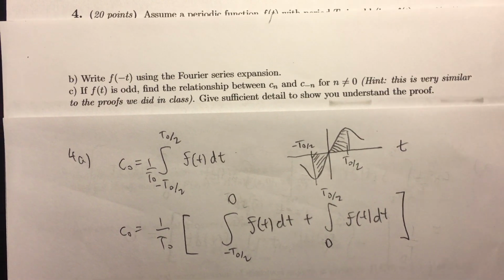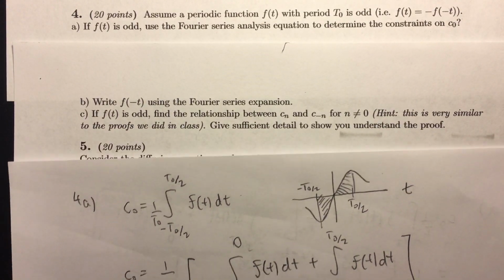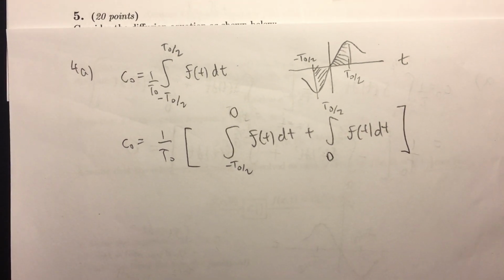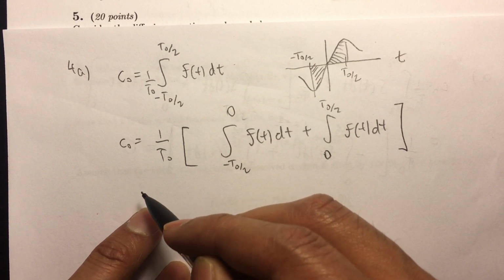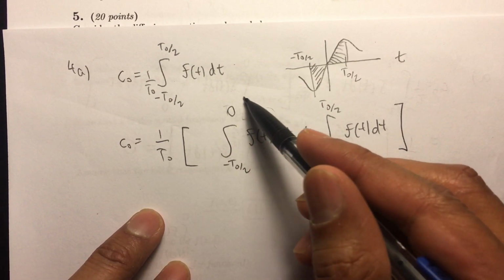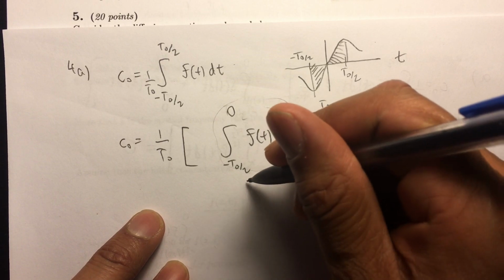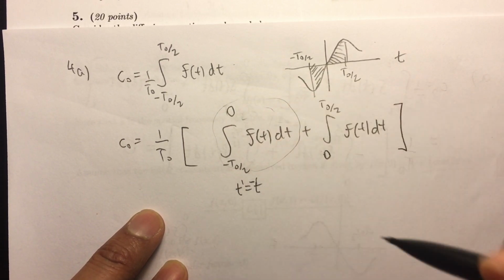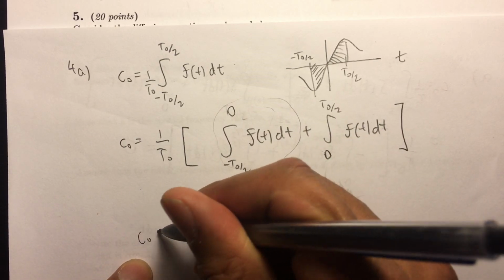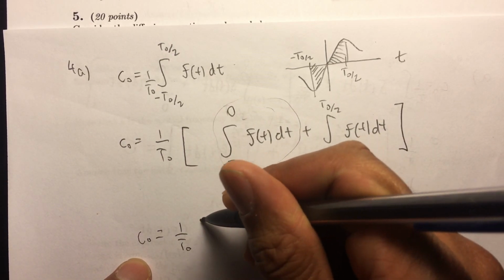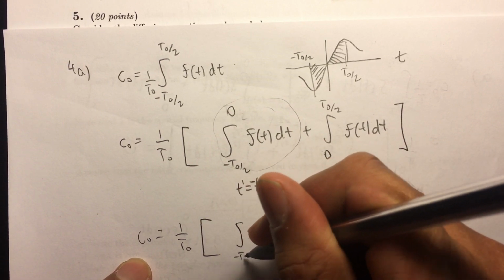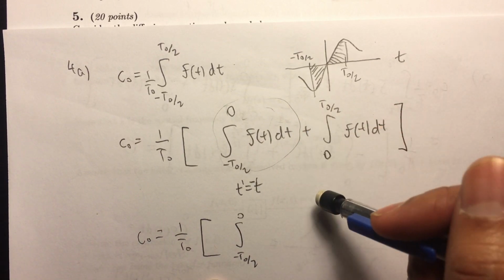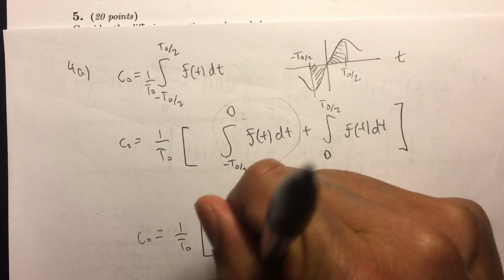So why do I do this? Well, I can consider the positive and negative parts separately. So in this first integral, I can make a substitution that t prime equals minus t. So what I'm left with is c naught equals 1 over t naught, integral from minus t naught over 2 to 0. Actually, now I'm going to need to change these limits, so I can't write them in yet.